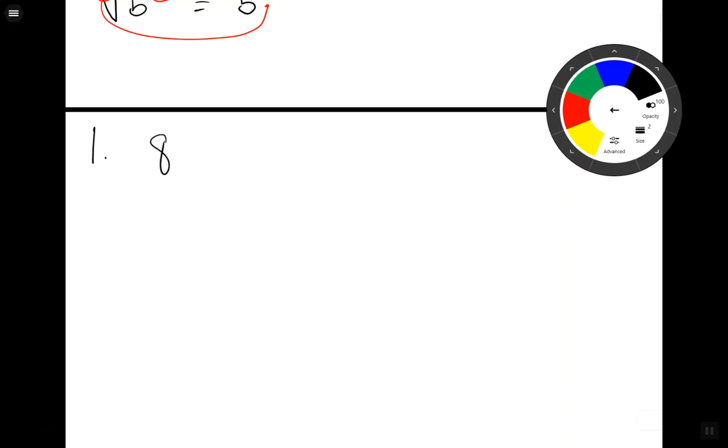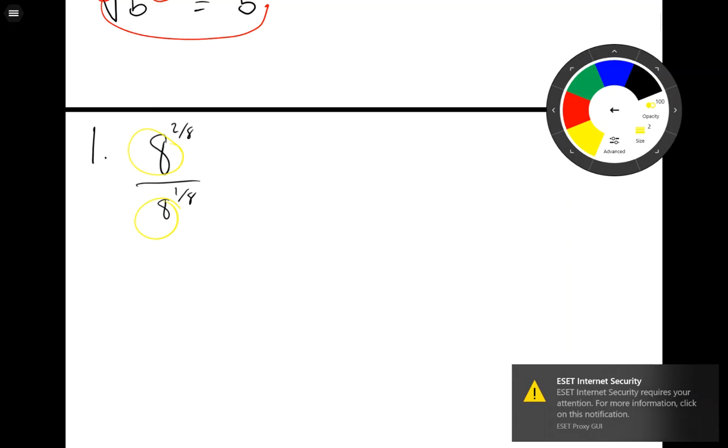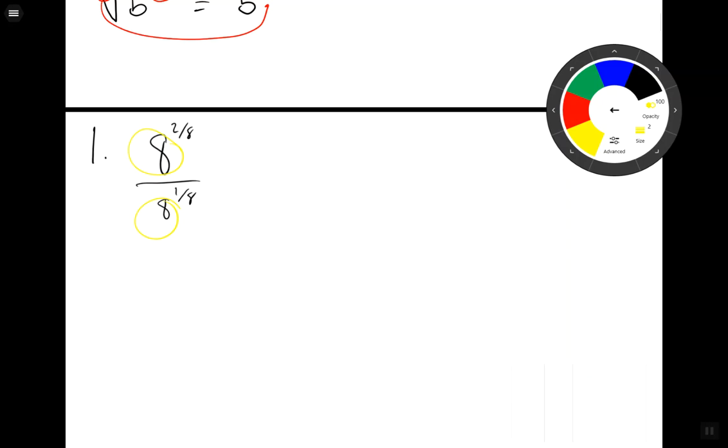Is that better? 2/8 over what? 8 to the what? 1/8. Are those the same base? Yes? If it's the same base and we have division, what do we do with powers? Subtract when we're dividing. Yeah, thank you. So this is going to equal 8 to the 2/8 minus 1/8.